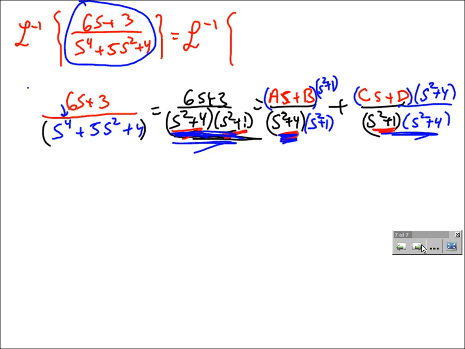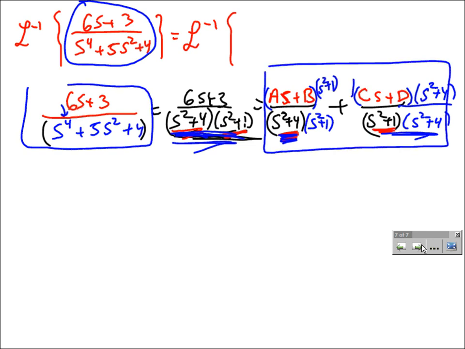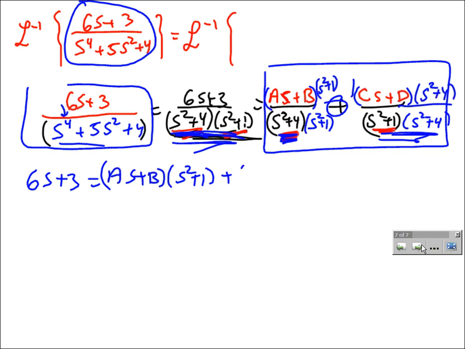So now, this fraction and this fraction, they both have the same denominator. So the numerators must be equal. It must equal as plus b times s squared plus 1 plus cs plus d times s squared plus 4.